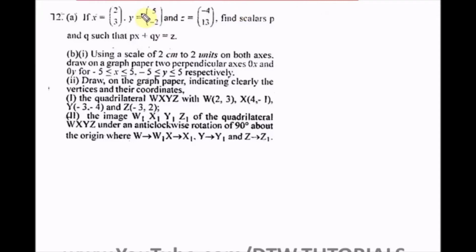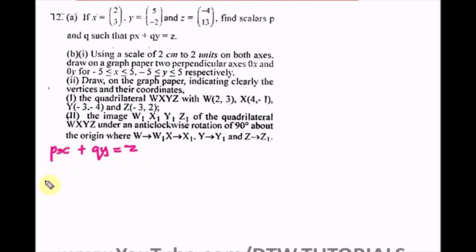Question 12A of the WAEC 2018 mathematics theory question. It says if x is (2, 3), y is (5, -2), and z is (-4, 13), find scalars p and q such that px + qy is equal to z. Okay, let's try to find this.